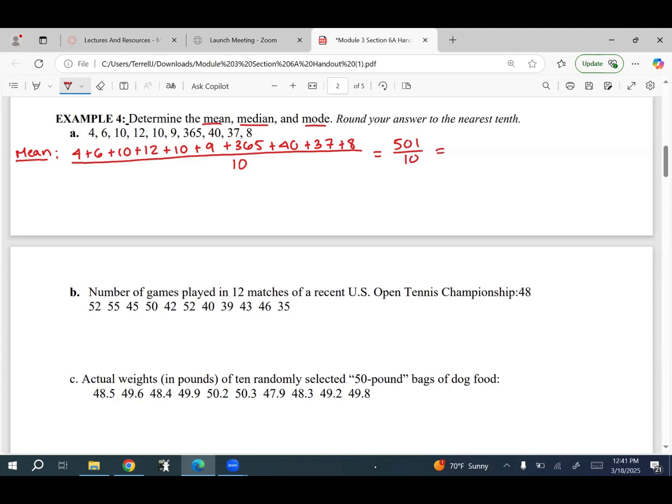And when you divide that, that is 50.1. Remember, you want to round to the nearest tenth. That is how you find the mean. In other words, I could say this is X bar. Remember, X bar is the notation for sample mean, the mean from a sample.